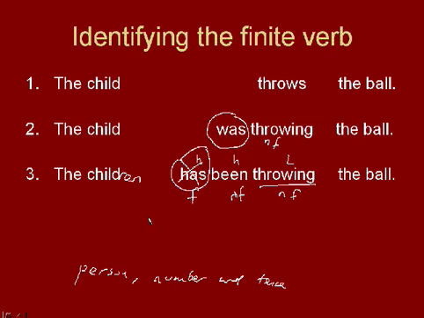This would then have to become the children have been throwing the ball. Or in this case, if you'd changed the number, if you'd written children here, then this would have been were throwing the ball. Only the finite verb changes.